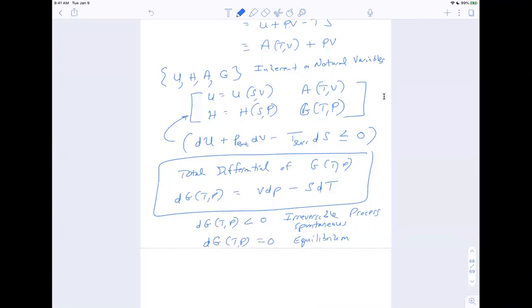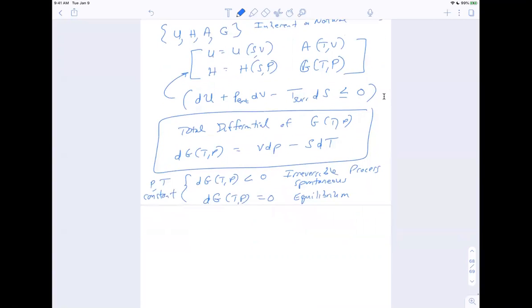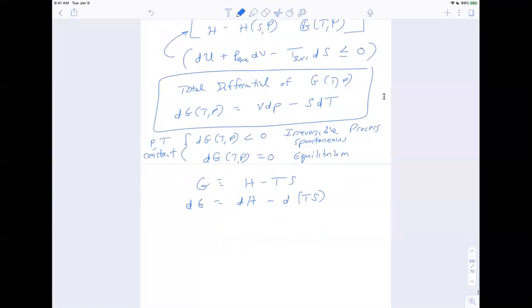Okay, and again, these are all for conditions where pressure and temperature are constant. So all of these things have to be met for any of these things to make any sense. And then finally, since G is defined as H minus TS, we can write dG as dH minus d(TS). Okay, and if we have temperature constant, dG is equal to dH minus TdS at constant temperature.